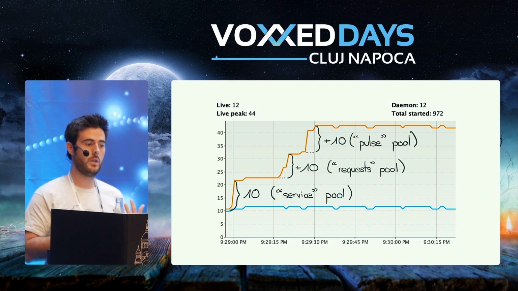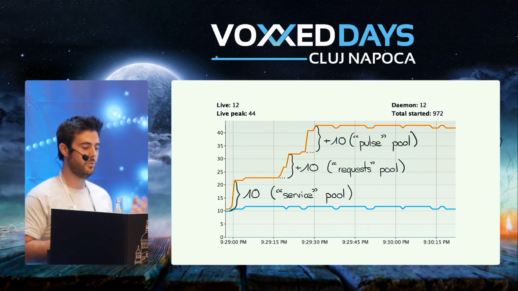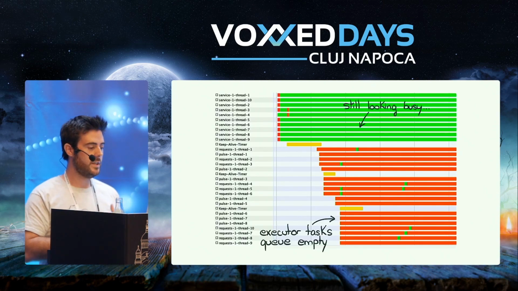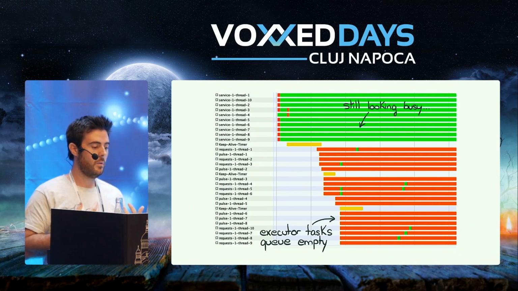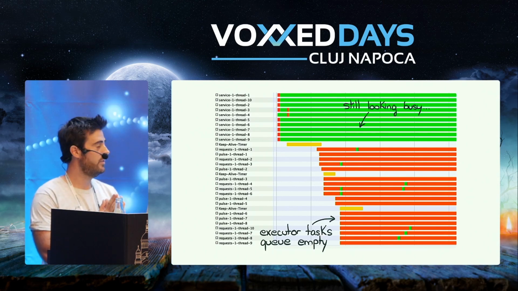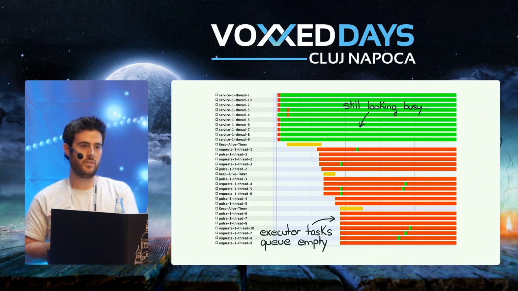And the third one is going to be used for the Earthbeat requests. Looking at what those threads are doing, we can see that the threads of the requests and Pulse executor services are spending most of their time being parked. And again, this makes sense because all the tasks we are submitting to those executor services are asynchronous tasks.